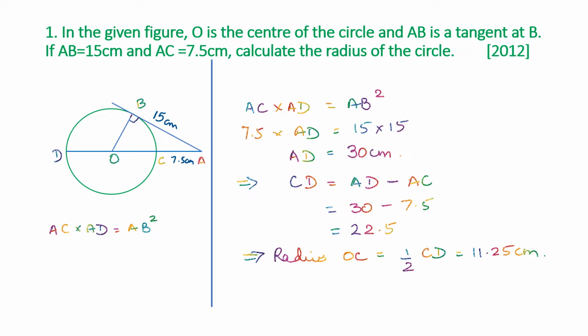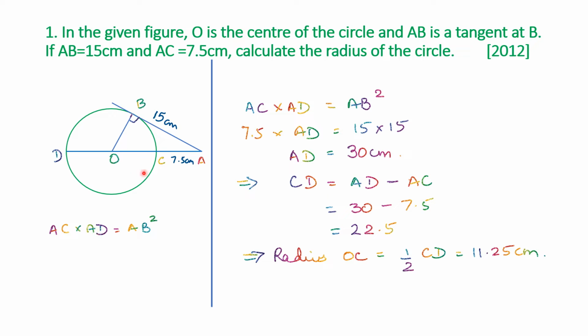So as you can see in the question, in the given figure, O is the center of the circle. AB is the tangent at the point B, and we are given that AB is equal to 15 centimeters and AC, only this much, is equal to 7.5 centimeters. We have to calculate the radius of the circle, that is either you can say OB, OD or OC.